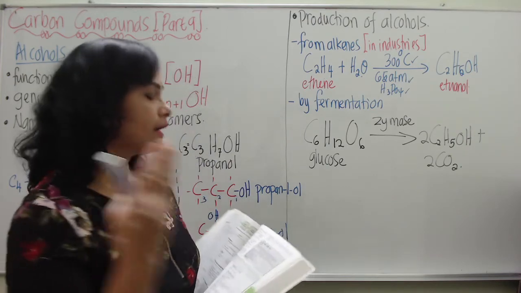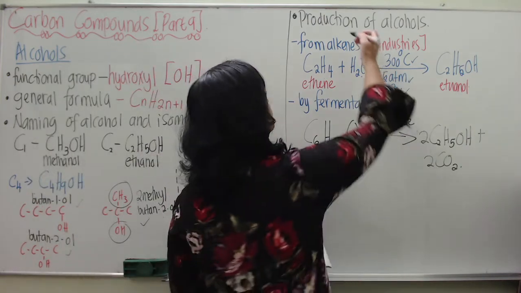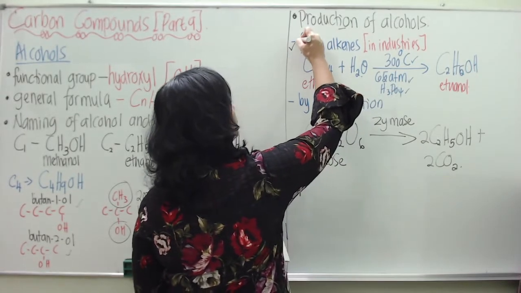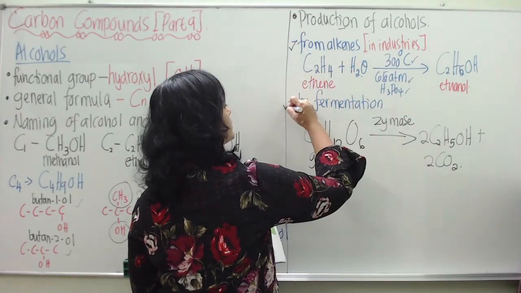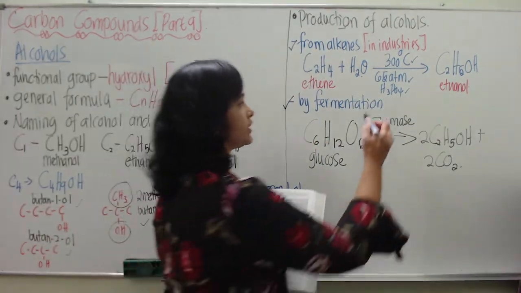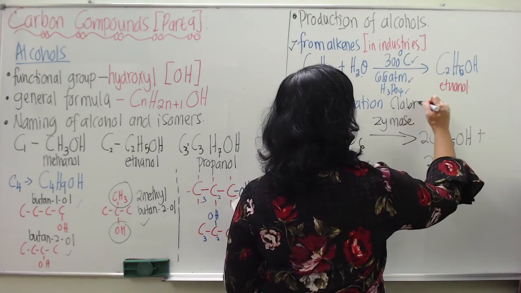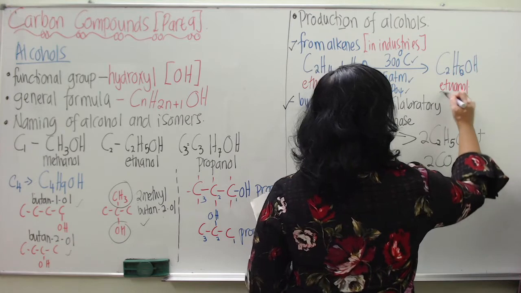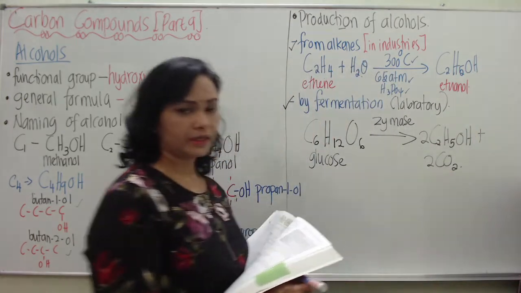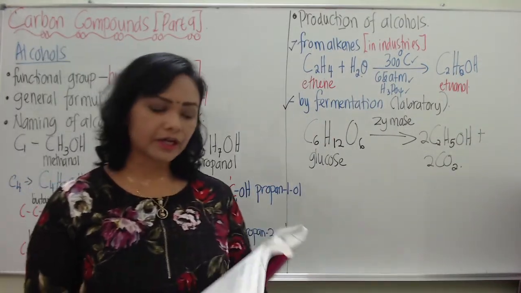So that means production of alcohols are both from alkenes and by fermentation. This can be done in the laboratory. Now let's go to physical properties.